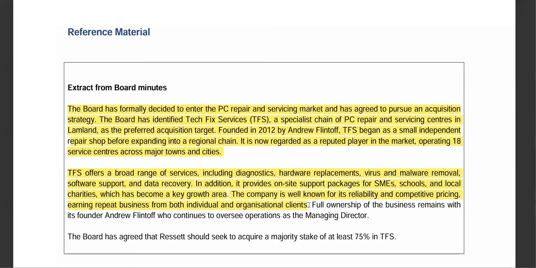As we read further, full ownership of the business remains with its founder, Andrew Flintoff, who continues to oversee operations as the managing director. So it's owned by one individual, and he is the CEO or the managing director of the company, overseeing its operations full time. The board has agreed that Ressett should seek to acquire a majority stake of at least 75% in TFS.